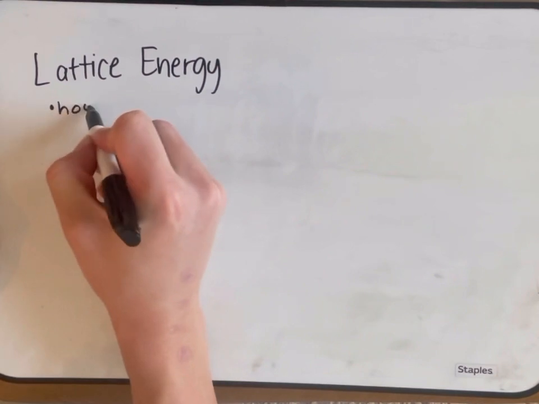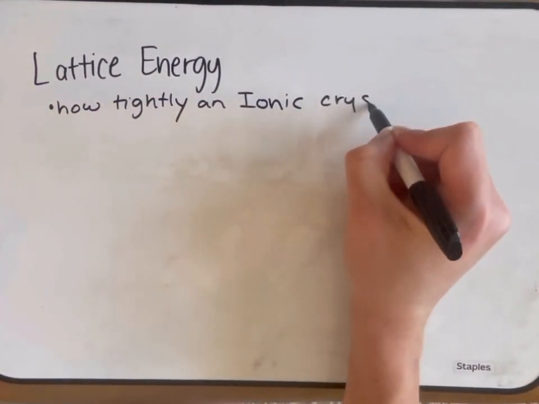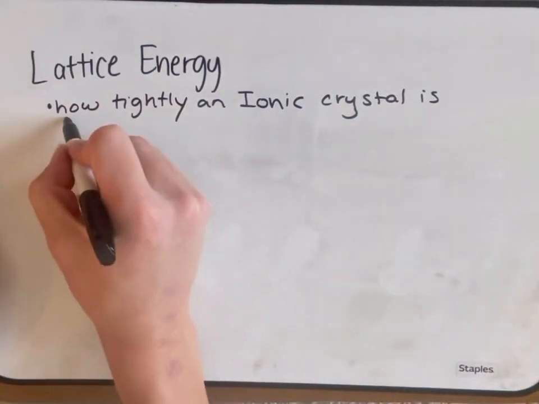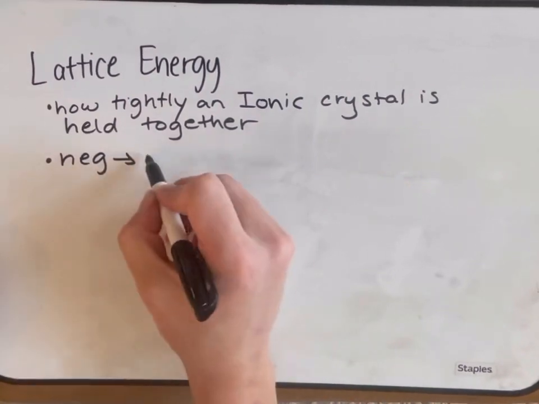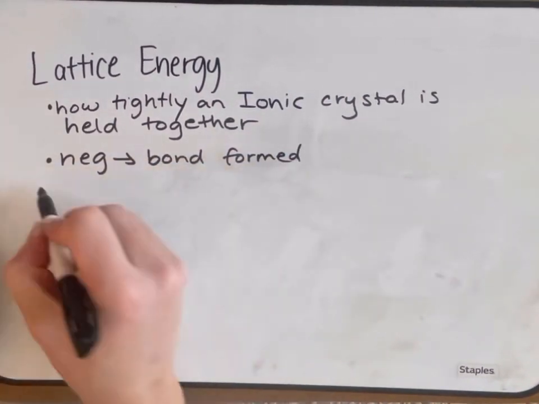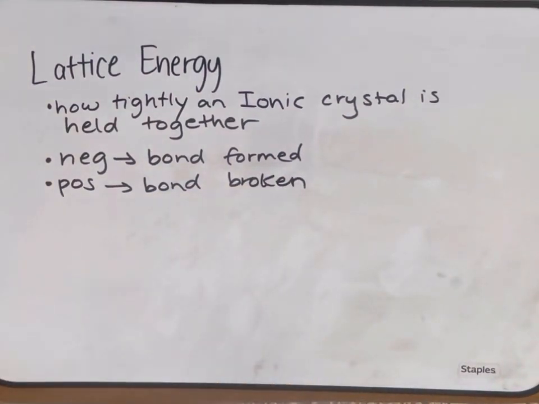Now we're going to talk about lattice energy. As we talked about before, lattice structures are the representation of ionic structures in a 3D model. So lattice energy is how tightly an ionic crystal is held together. So if it's negative, that means a bond is formed, and if it's positive, a bond is broken.